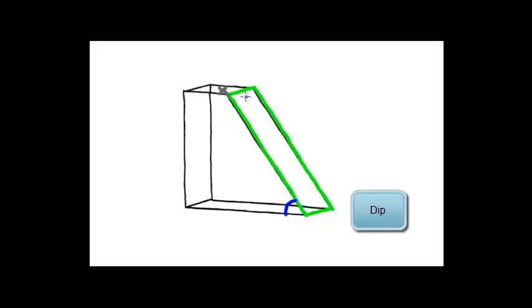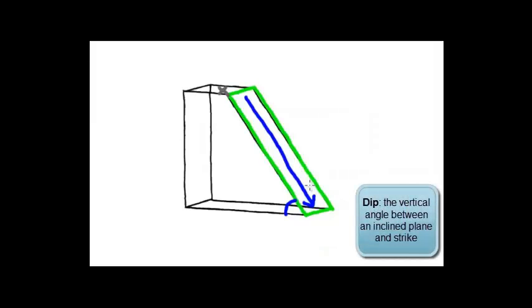That direction is referred to as the dip direction. The angle between the fault plane and the horizontal bottom of the block is referred to as the dip angle.